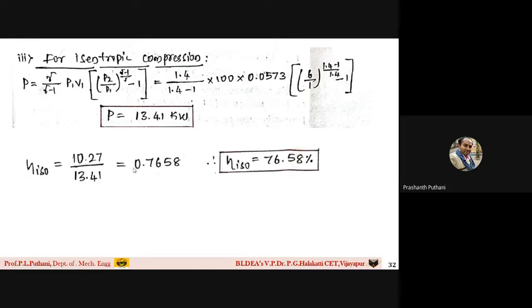So finally, the isothermal efficiency for the isentropic compression process is 10.27 by 13.41. You get it as 76.58 percent.